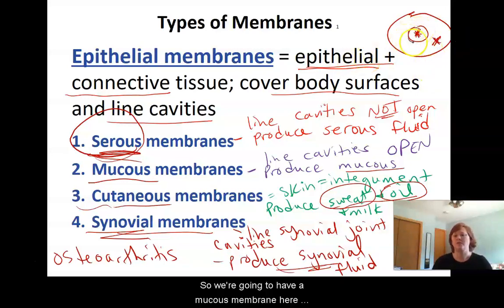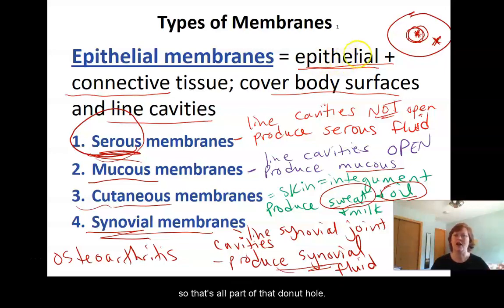So we're going to have a mucous membrane here lining your donut hole, or your digestive tract. You're going to have a mucous membrane lining your respiratory tract, your nasal passages. And then you're going to have mucous membranes lining your vaginal canal and the end of your rectum, of course, which is part of that digestive tract, so that's all part of that donut hole. So again, mucous membrane.